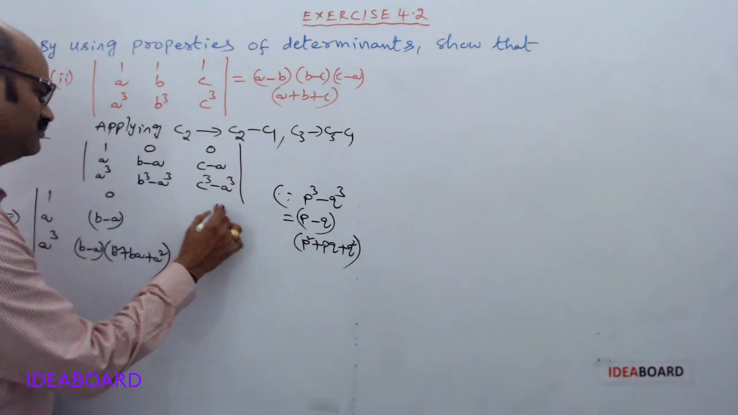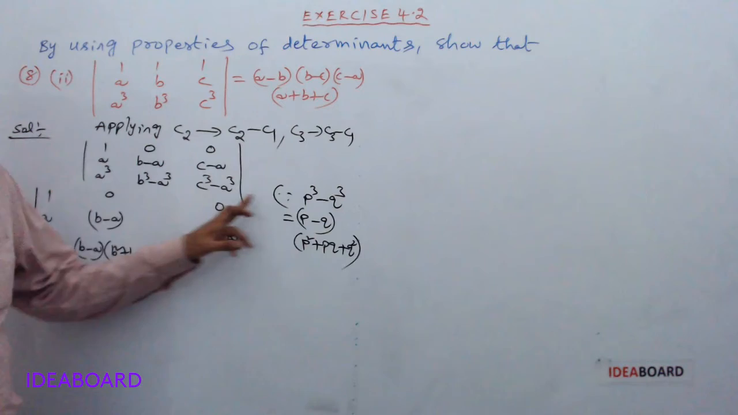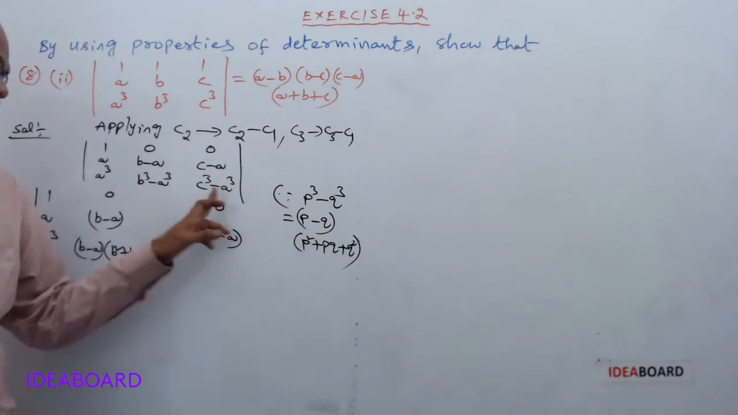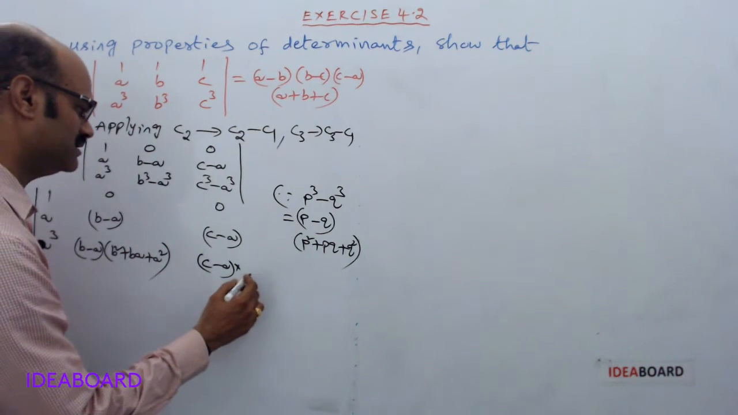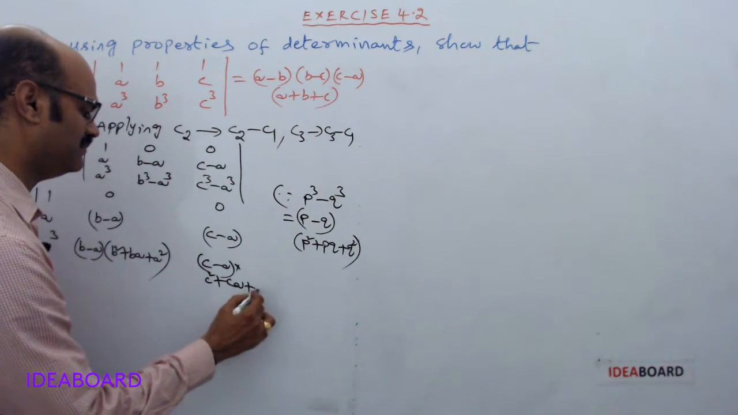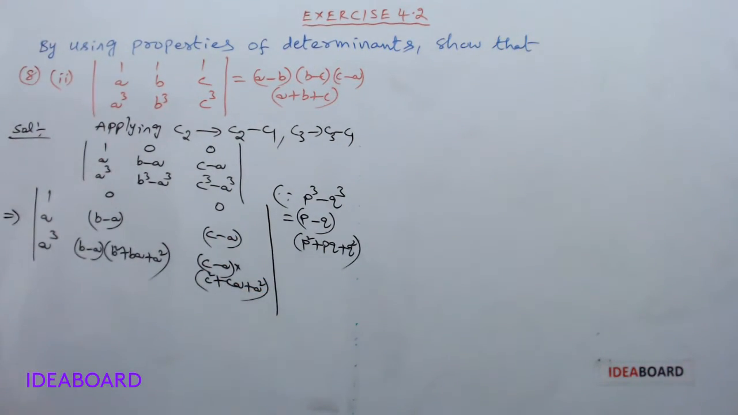Next, 0, C minus A, C cube minus A cube equal to C minus A into C square plus CA plus A square. Close the determinant. Now, we have to identify that is there any common factor in C1, C2 and C3. Let us verify C1, column 1. In column 1, there is no common factor.